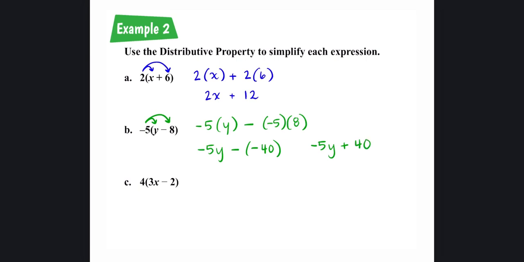Problem C. 4 times the quantity 3x minus 2. Multiply 4 by both terms in the parentheses. 4 times 3x minus 4 times 2. 4 times 3x is like saying 4 groups of 3x. We will multiply 4 and 3 to get 12x. 4 times 2 is 8. The expression 12x minus 8 is in simplest form.